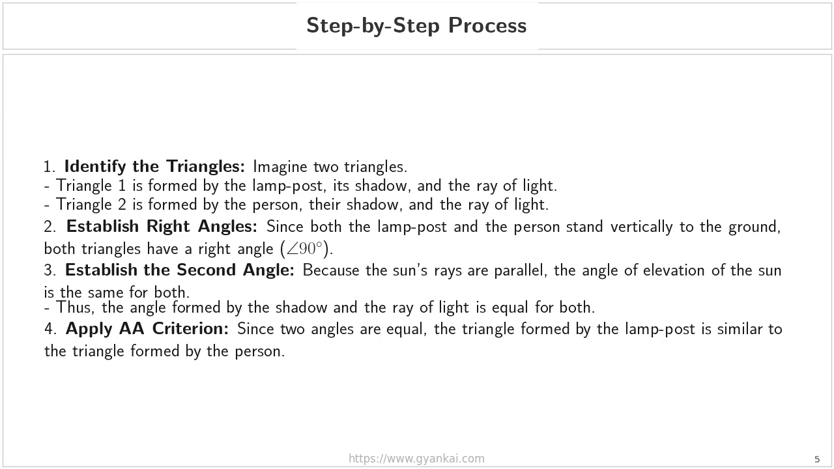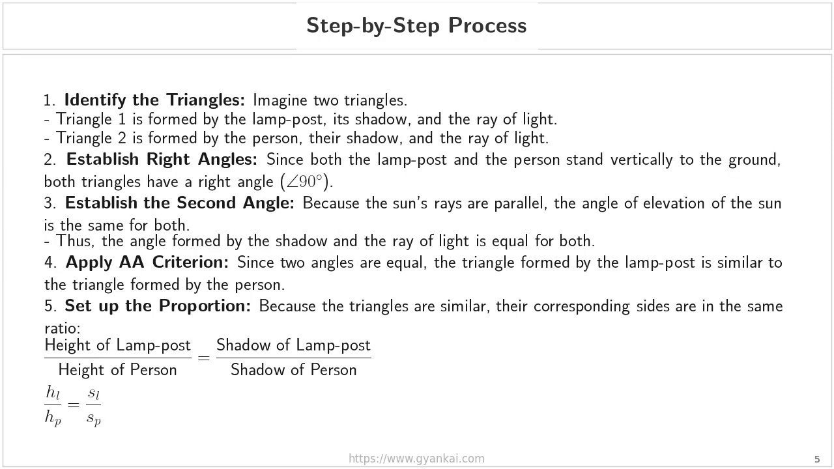Fourth, this allows us to apply the AA criterion. Since we have now identified two equal angles, the 90-degree angle and the angle of elevation, we can mathematically prove that the triangle formed by the lamppost is similar to the triangle formed by the person.